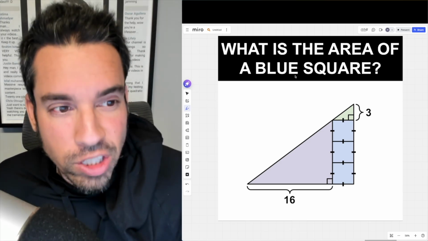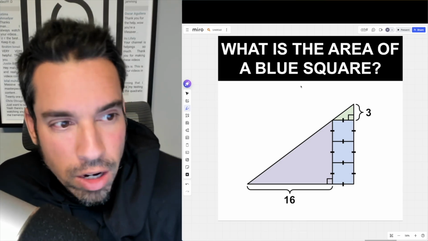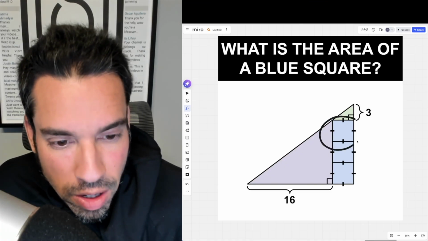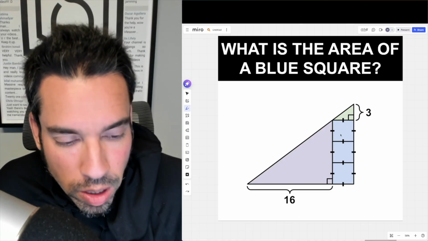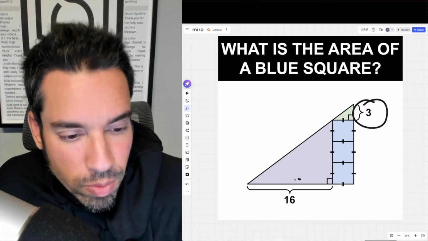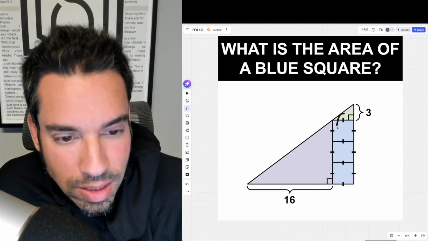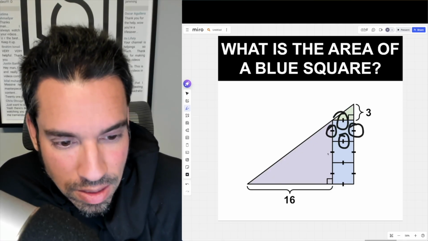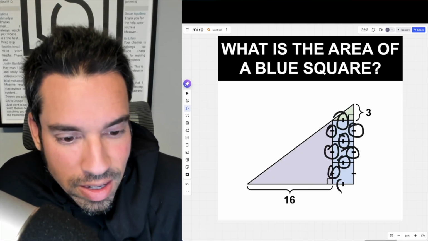In this one, the question is as follows. What is the area of a blue square? And here is one of the blue squares. Notice we got 3 here, we got 16 here, and we got a lot of these markings, which means that these side lengths are all equal.